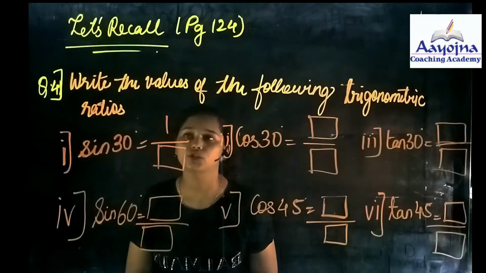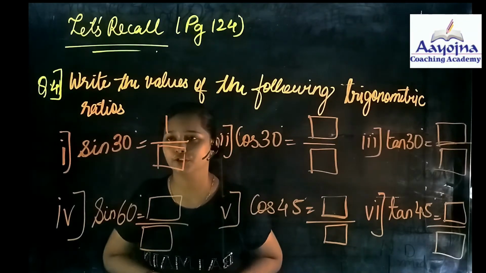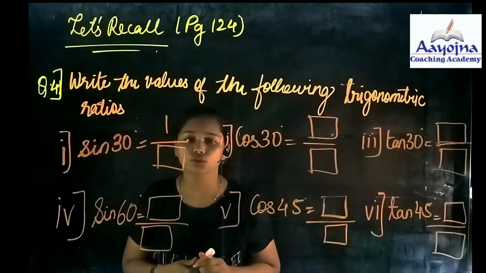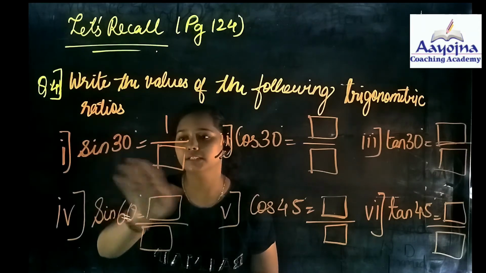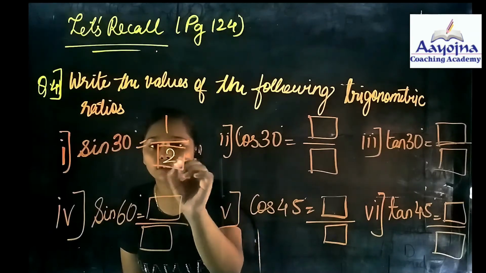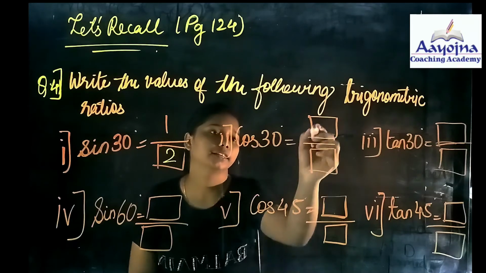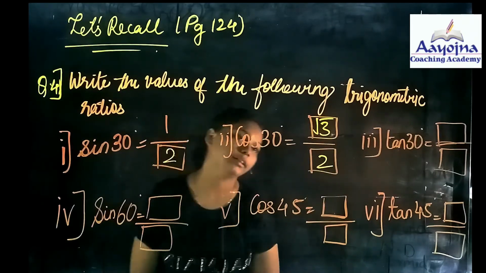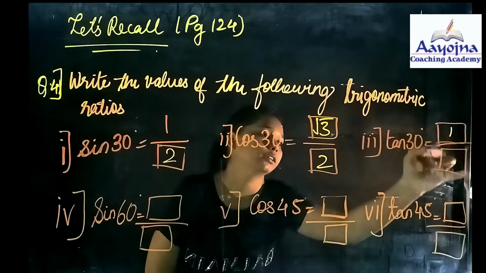Now we will solve question number 4 from Let's Recall, which is write the values of the following trigonometric ratios. Just now we completed the 6 trigonometric ratios, that was of sine, cos, tan, cosec, sec and cot. So here it is given sine 30 degree. Sine 30 degree is 1 upon 2, that is half. Now next is cos 30 degree. Cos 30 degree is root 3 upon 2. Next is tan 30 degree. Tan 30 degree will be 1 upon root 3.